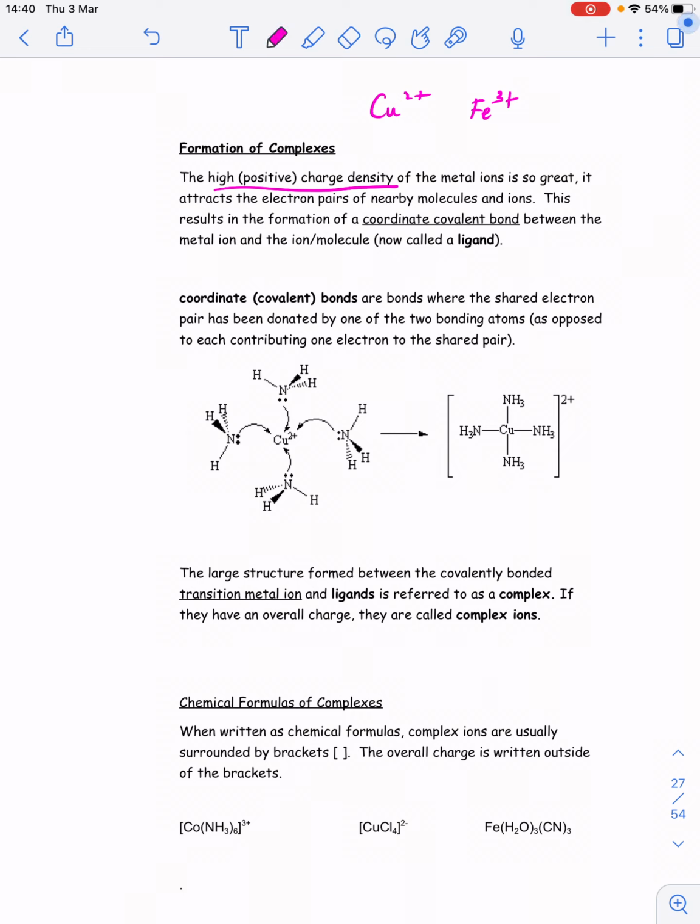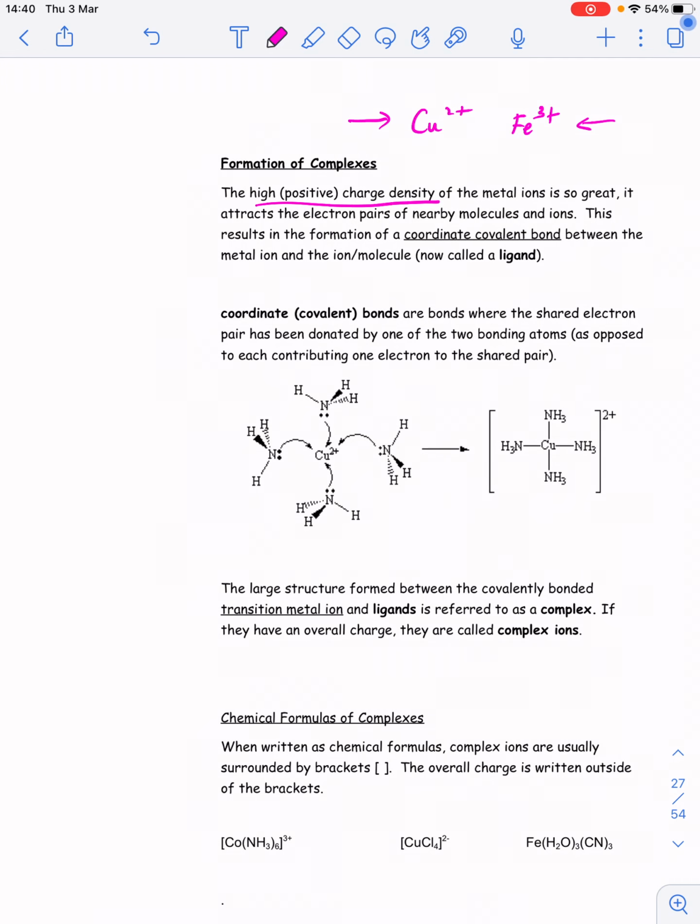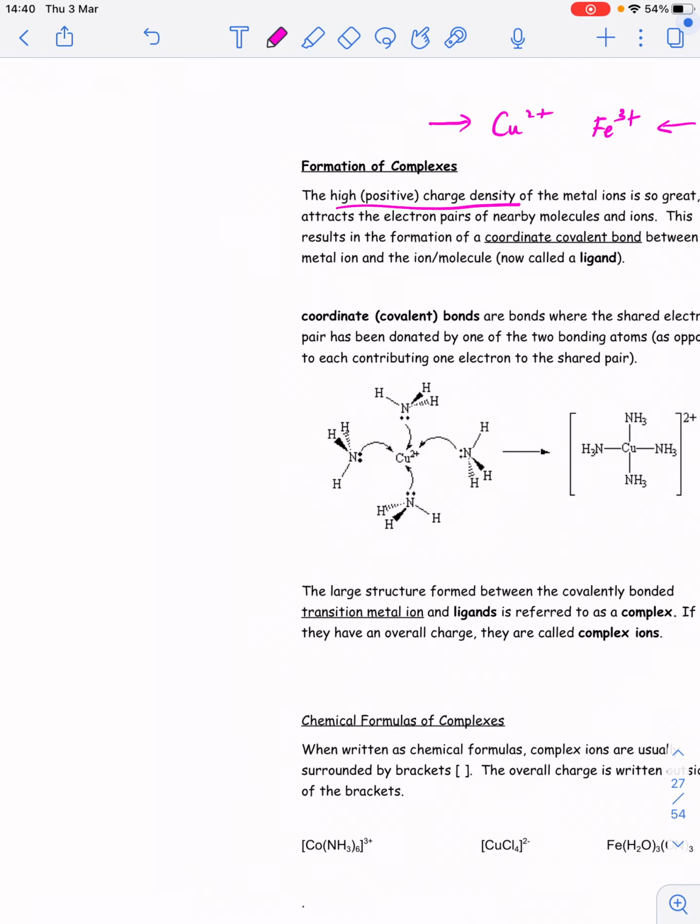And that means that they're going to attract things towards them which are negatively charged or electron rich, things that have extra electrons or just lone electrons, non-bonding electrons. So that's where this topic of complexes comes from. Now, it's kind of just an extension of something that we've looked at before, which is called an ion-dipole interaction.